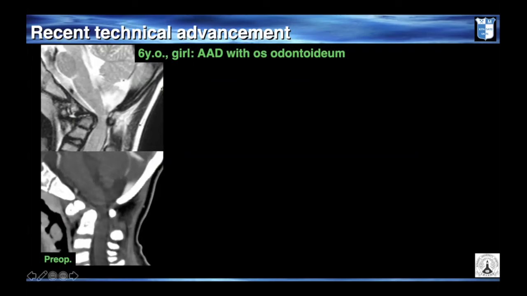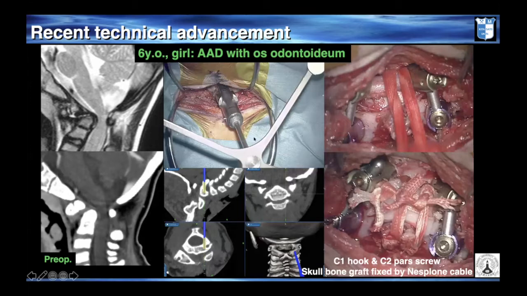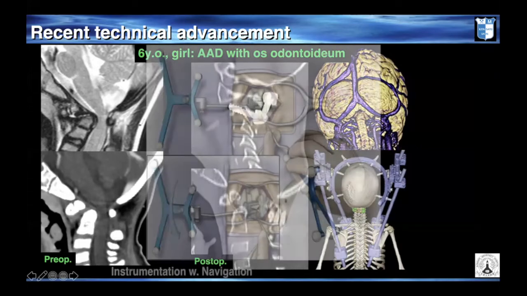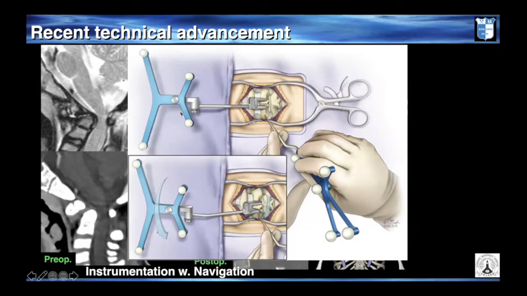This is a 6-year-old girl with AAD, with also os odontoideum. And I used this navigation procedure for the placement of the screws. So this patient was placed with a C1 hook and C2 pedicle screw, and then the instrument rod was placed here and reduced. And this is post-op, like this. And this patient had a very thick occipital and marginal sinus. Anyway, instrumentation with navigation is a recent advancement, and whenever possible, I use this procedure too.